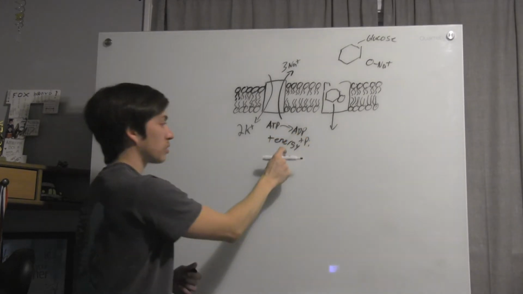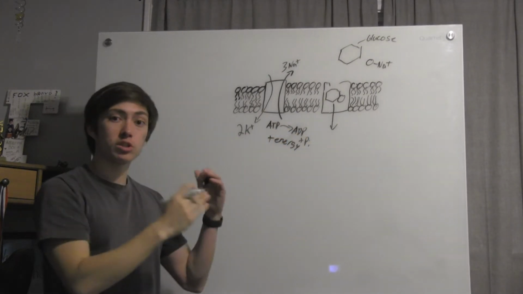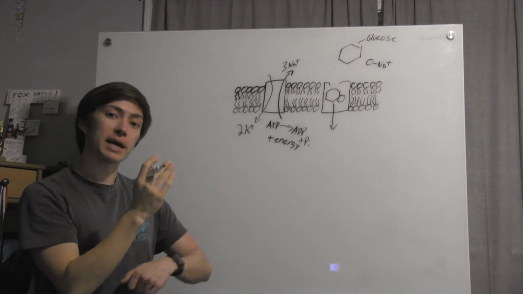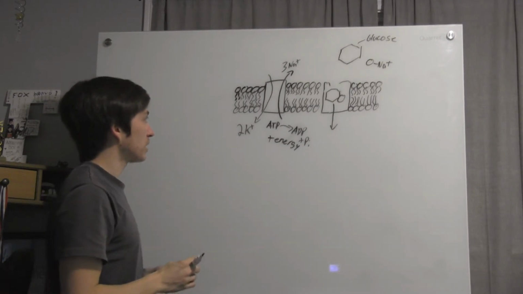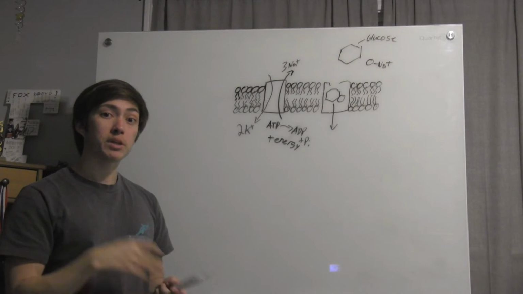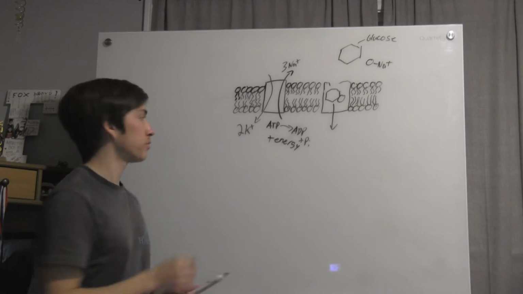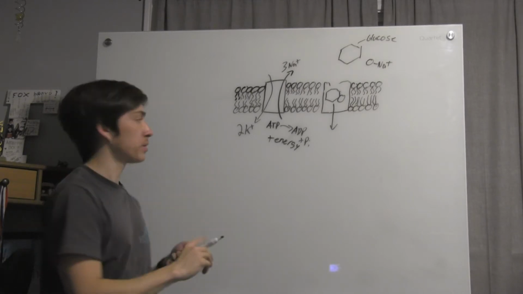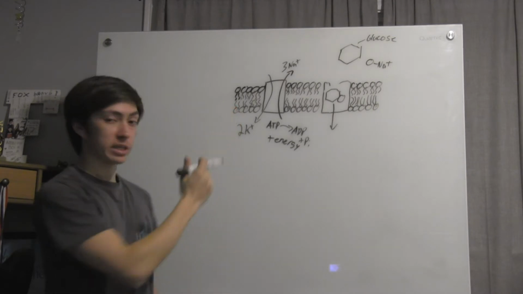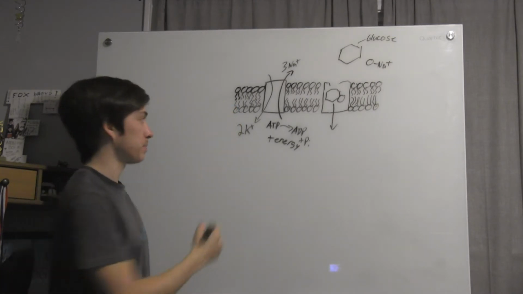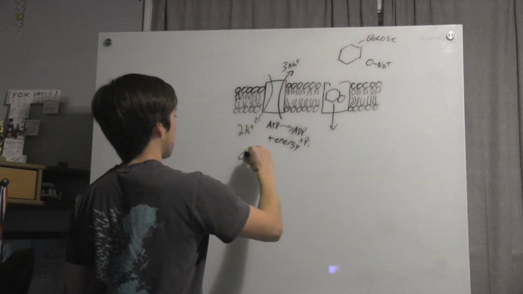And that energy that we get is going to be used to transport that sodium out and get that potassium in. So this is active transport, but it's also an example of counter transport. So we're counter-transporting 2 molecules actively. So, counter.